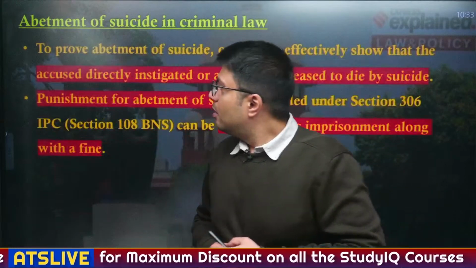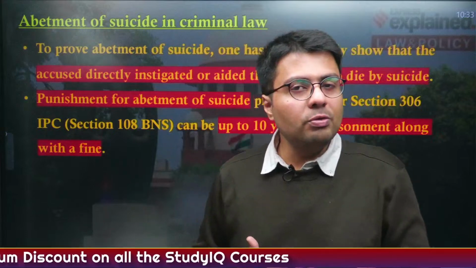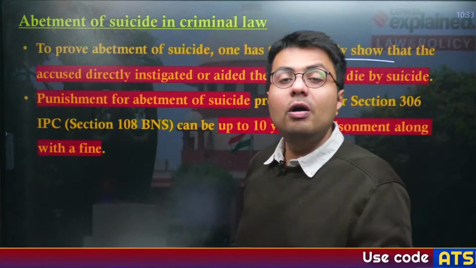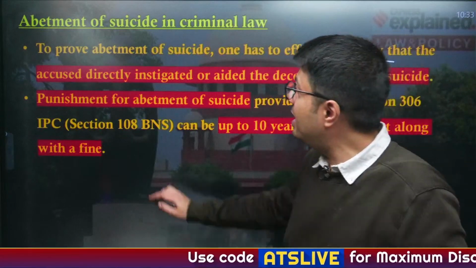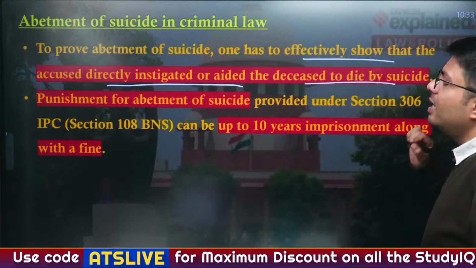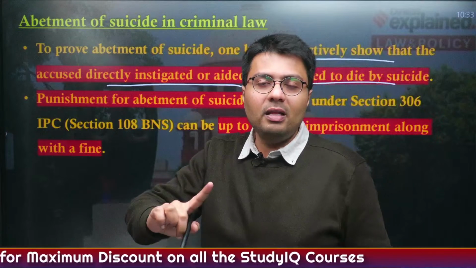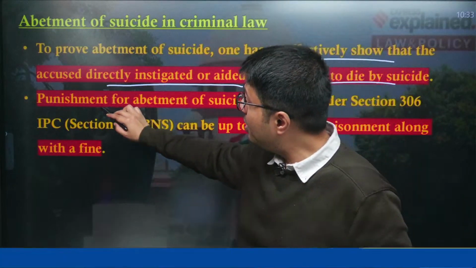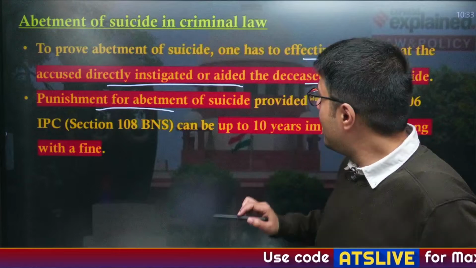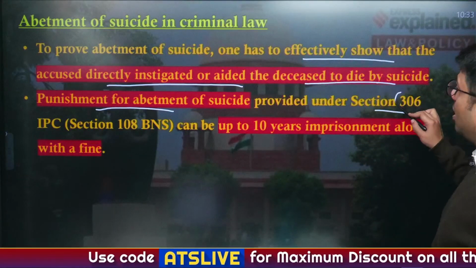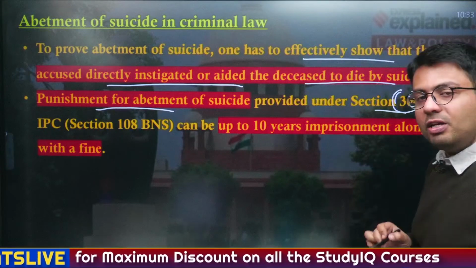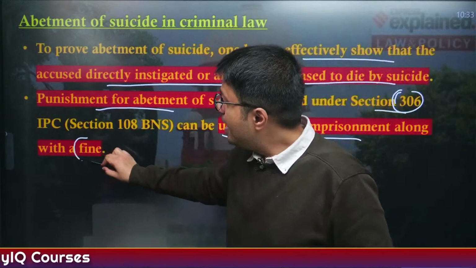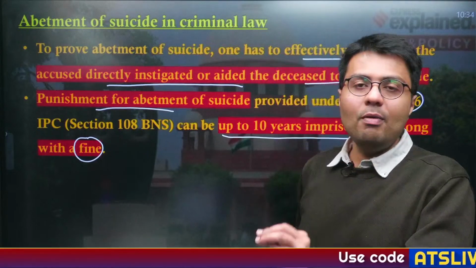Understood? Now, to prove whether abetment of suicide has actually happened or not, the Supreme Court has said that it is necessary to show that the accused person has directly instigated or aided the person in committing suicide. Only when the instigation or the encouragement is direct can it be called abetment of suicide. Now, the punishment for such a crime is quite severe in India. According to the Bharatiya Nyaya Sanhita, Section 108, which was earlier Section 306 in the Indian Penal Code, the punishment for this crime is up to 10 years of imprisonment along with a fine. So this is a severe crime of criminal nature.